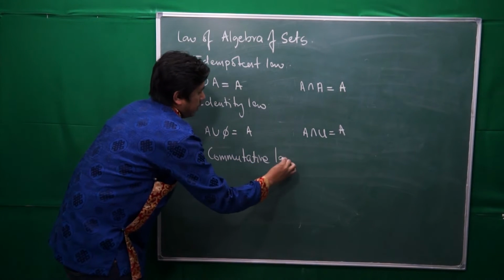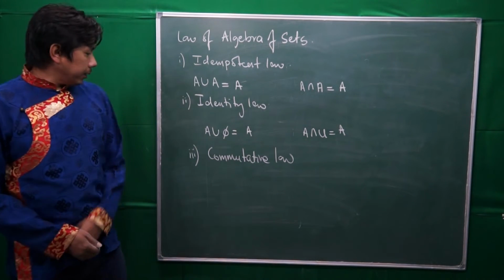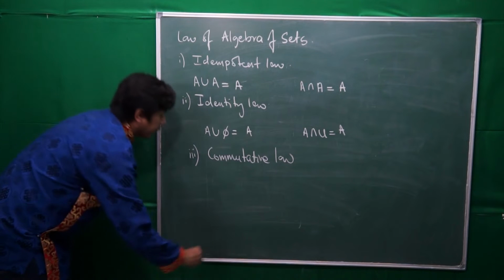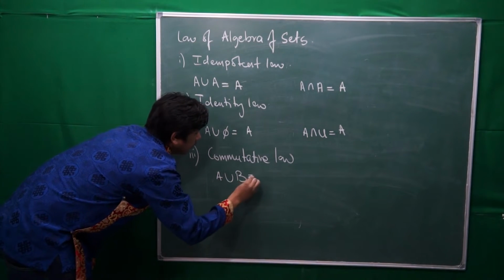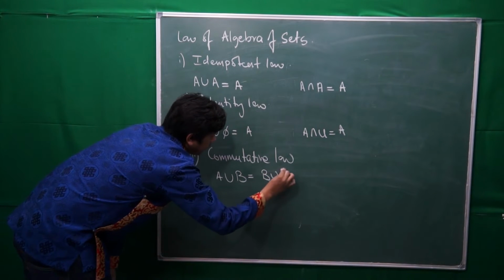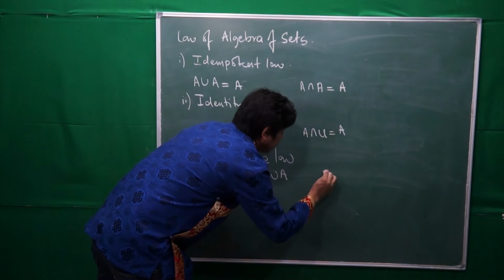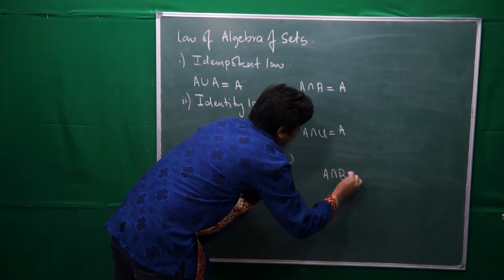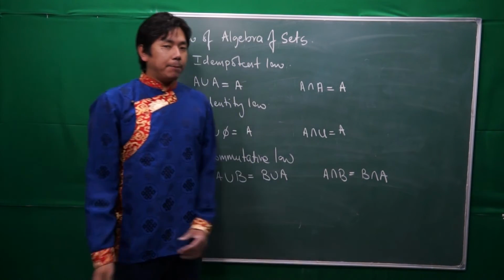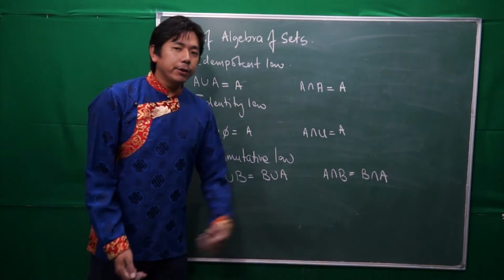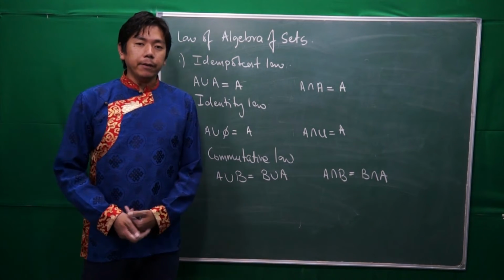Simple. We have third, commutative law. After identity law, we have next commutative law. By commutative law, everybody knows that A union B equals B union A. There is no change over here. It remains same. Similarly, A intersection B would be B intersection A. Same thing happens again. Okay, so this is commutative. All the operations on sets are commutative in nature.